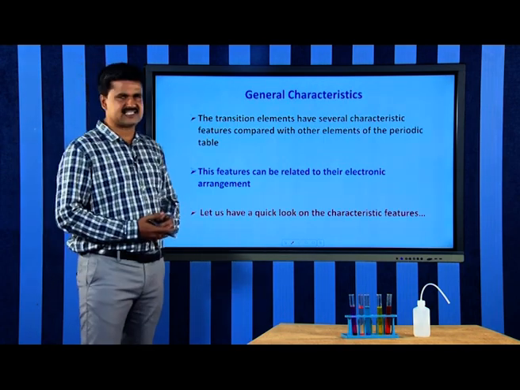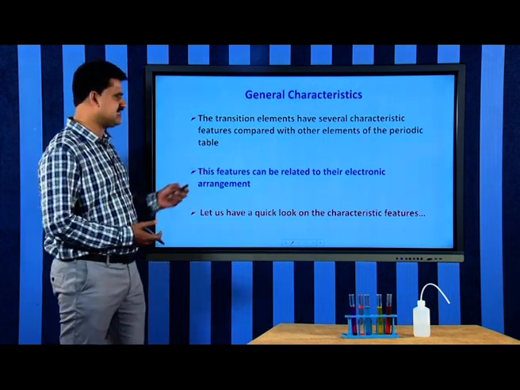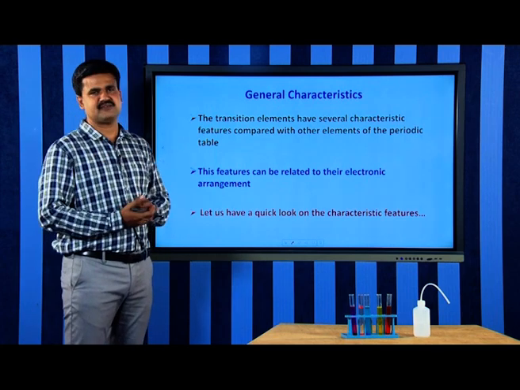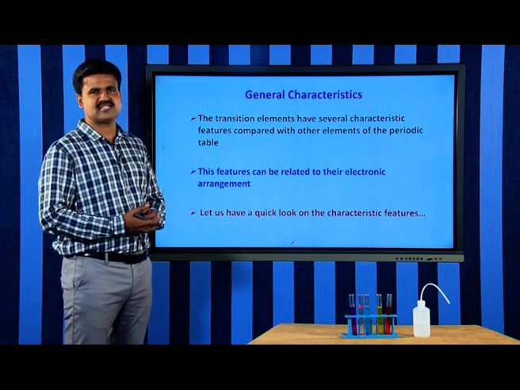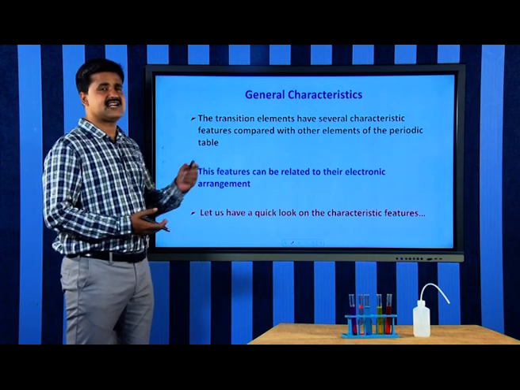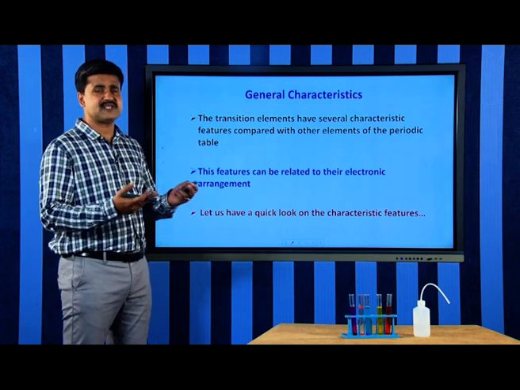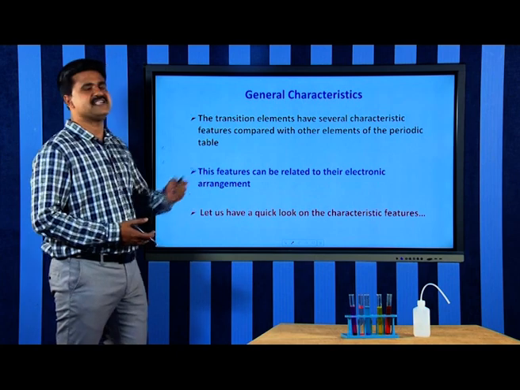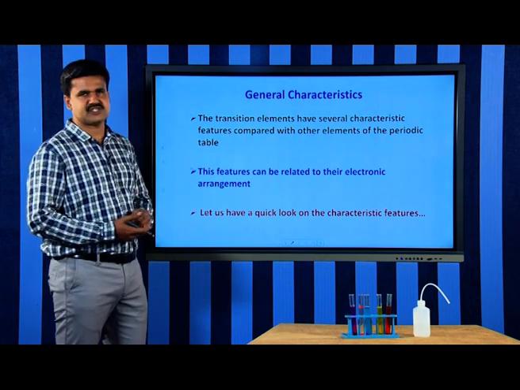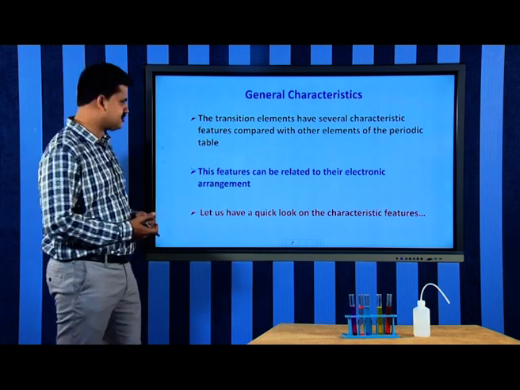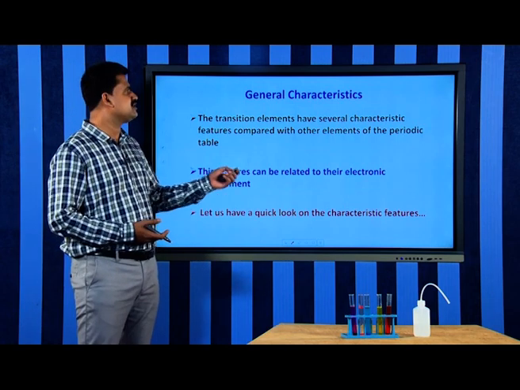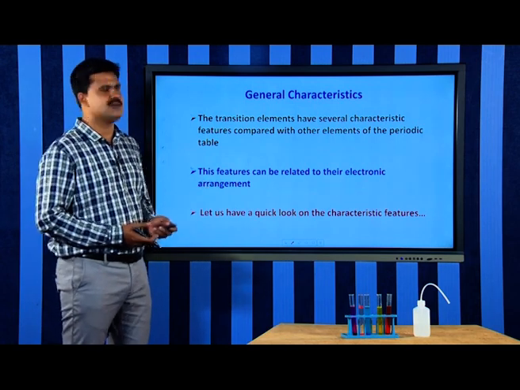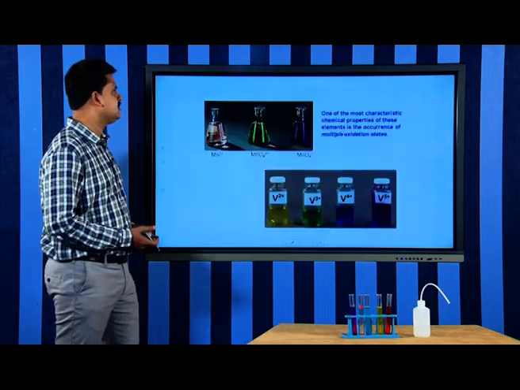The general characteristics of transition elements are entirely different from that of other blocks in the periodic table. That is, the transition elements exhibit some special features. These features can be related to their electronic arrangement. We can have a glimpse into the special characteristic features of the D block elements.